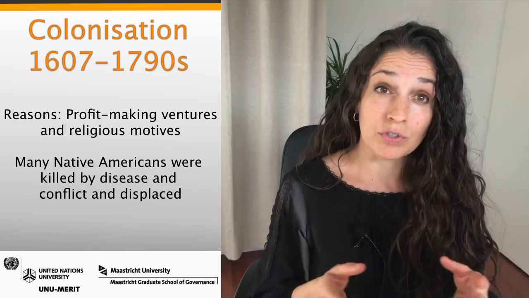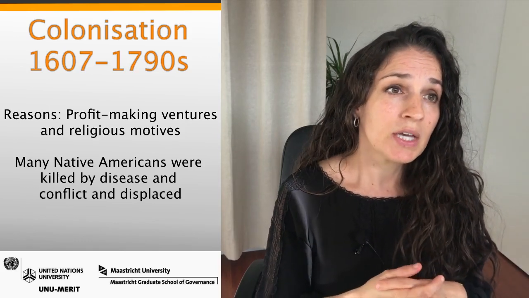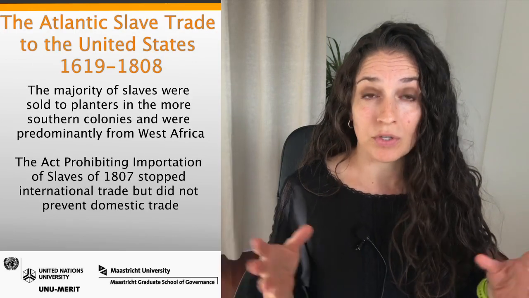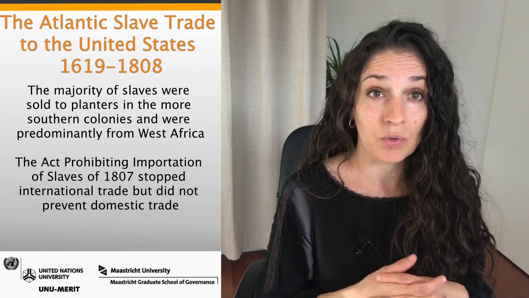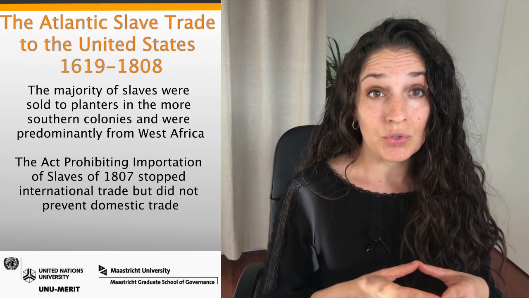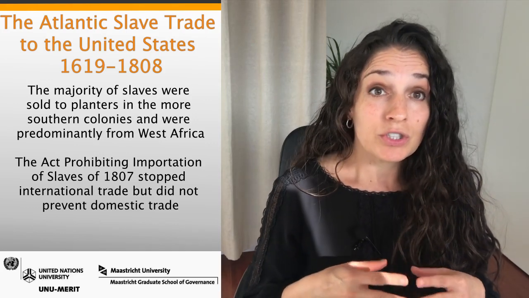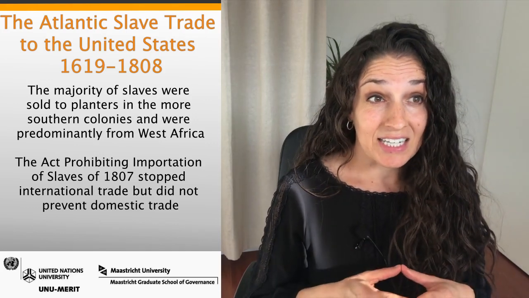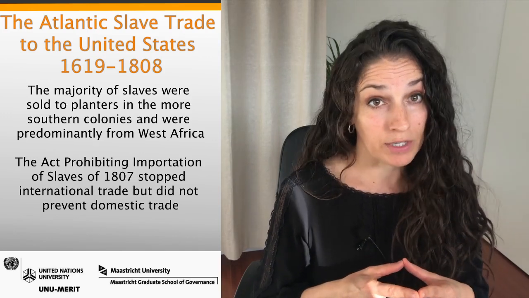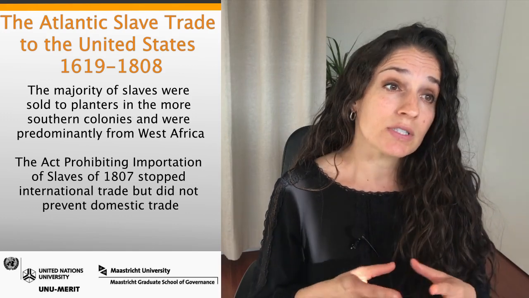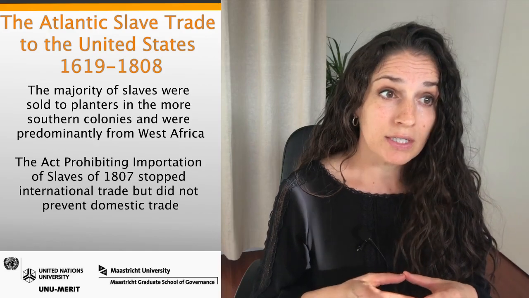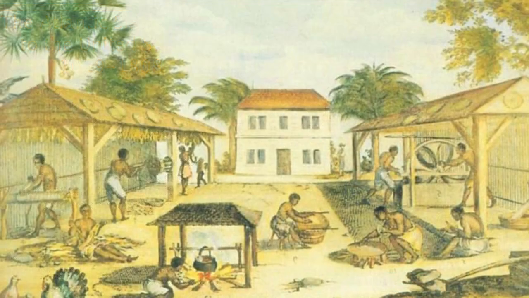Another forced version of migration here was also the Atlantic slave trade to the US, to other parts also of the continent, to North and South America. But in this case, I'll talk mainly about the slave trade to the United States, which started around 1619 when the first African slaves were sold at Point Comfort in Virginia. The majority of slaves were sold to planters in the more southern colonies and were predominantly from West Africa.